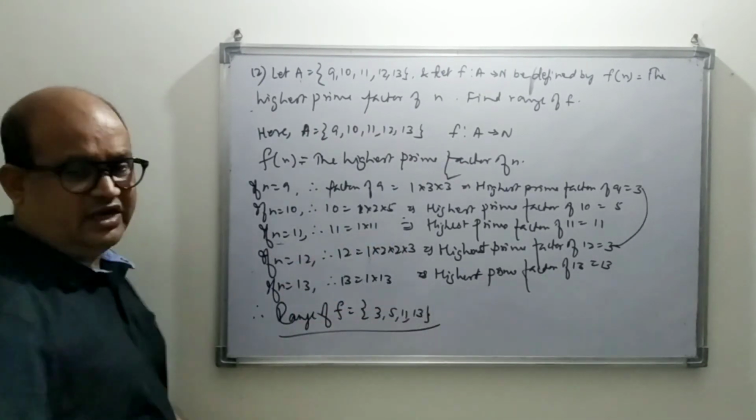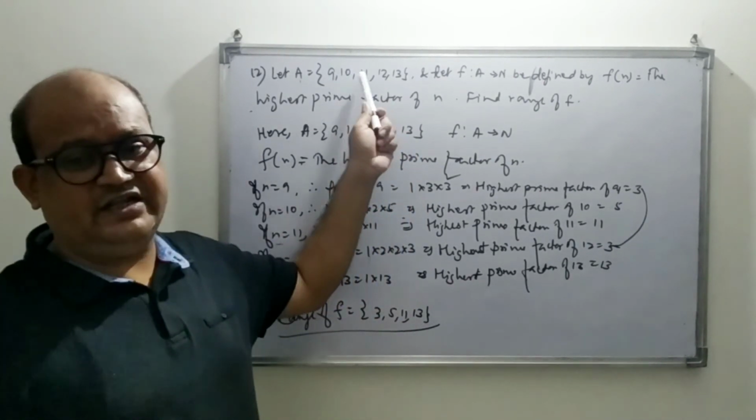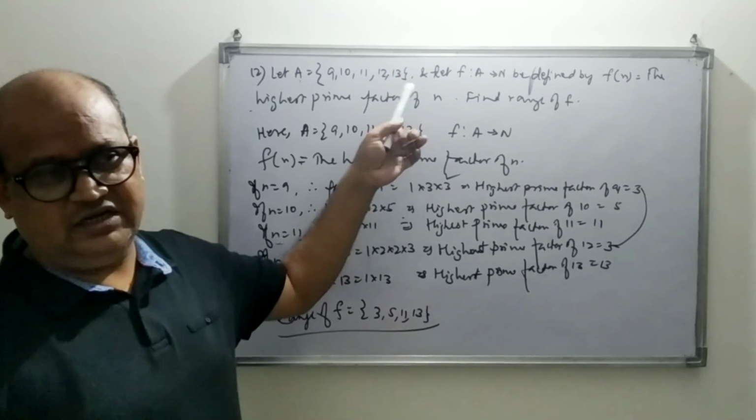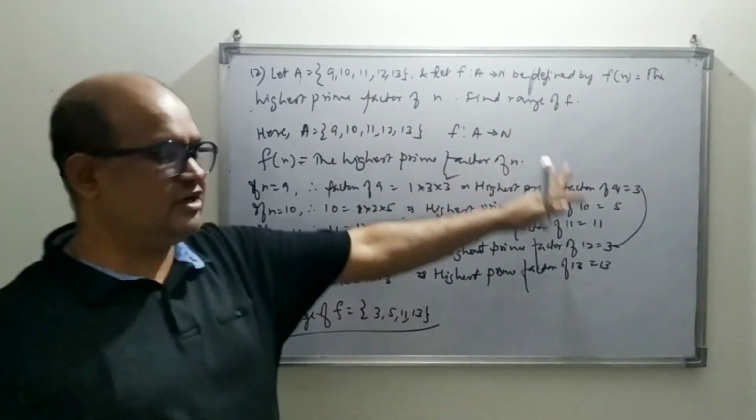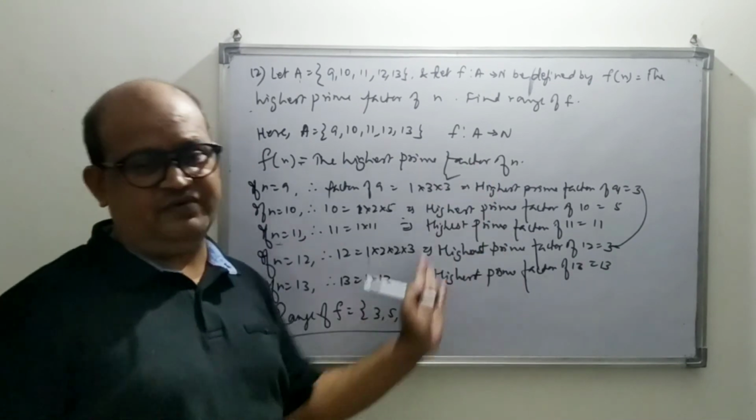So what I get here? You have to find the prime factors of 9, 10, 11, 12 and 13. So find the prime factors of each. What are the prime factors we are getting? That is the range of this function.